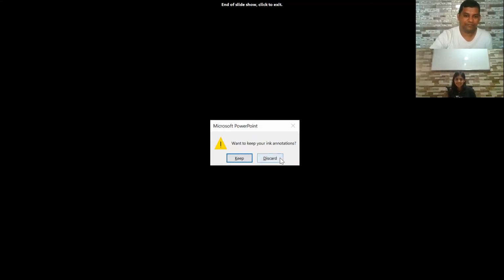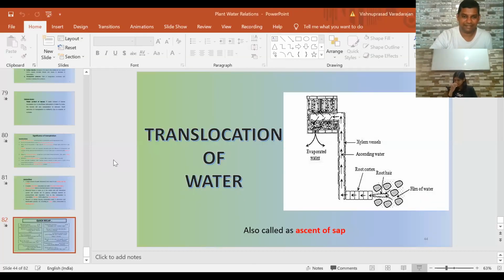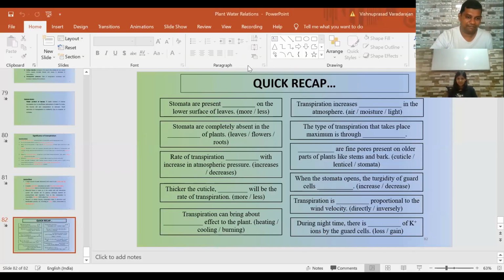Very good. Perfect. So with that we have come to the end of one more lesson from your 12th standard portion, and that is plant water relation. That is completed. Any doubt in the lesson? You have all the points. Okay, so next session we are going to continue with molecular basis, protein synthesis.